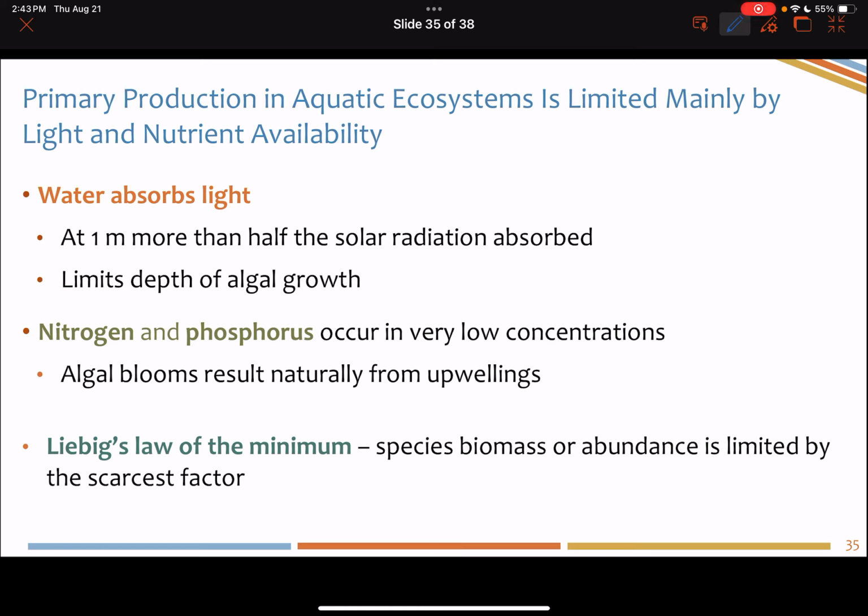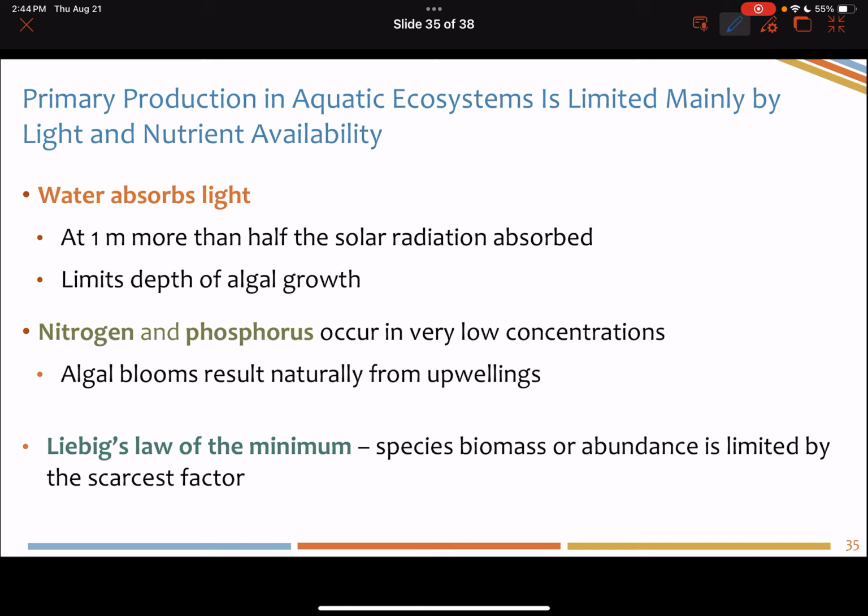So as I said a minute ago, primary production in aquatic environments is usually limited by nutrients. It's also limited by light, and that's because light can only penetrate to a specific depth in the water. Light is scattered by water, and so it is harder for light rays, light energy, to penetrate deep into the water. So at about 1 meter, only half of the solar radiation that's hitting the surface is making its way down to any photosynthetic organisms that happen to be in the water.